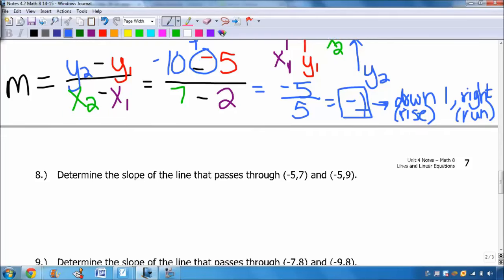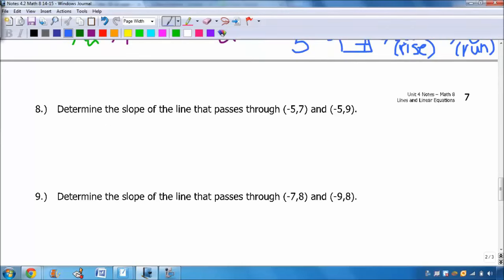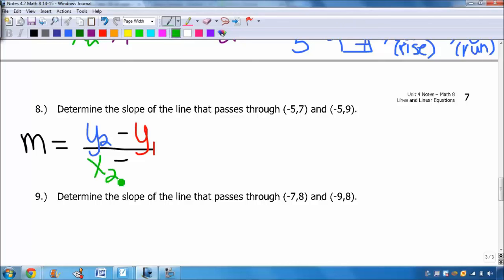All right, so in number 8, the first thing that I want you to do is write out the slope formula. So go ahead and do that. Again, I'm going to color code this. So m equals y2 minus y1 over x2 minus x1. Please identify what y2, y1, x2, and x1 are in your coordinates. Press pause, identify it, and then come back to me.